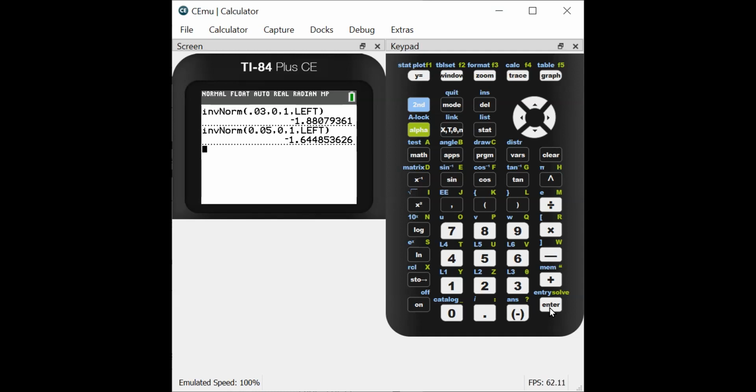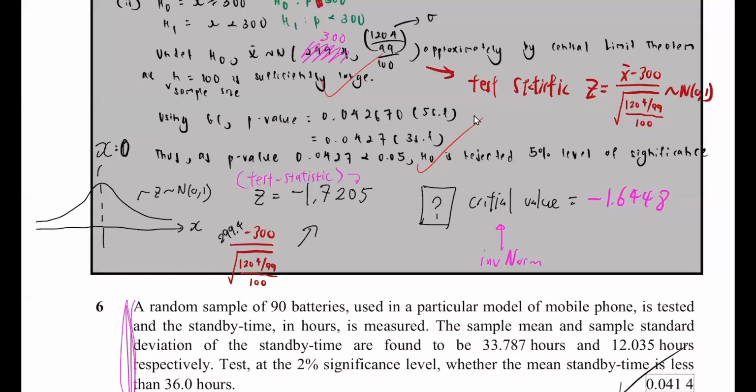Okay, let me copy this down. Negative 1.6448. And I change my screen back to my iPad. I think this is the best way to go. I can't show both on the same screen. Its quality is too low. Okay, zoom in. Good. So we get the negative 1.6448, which I've written down over here, the critical value which we got from inverse norm.